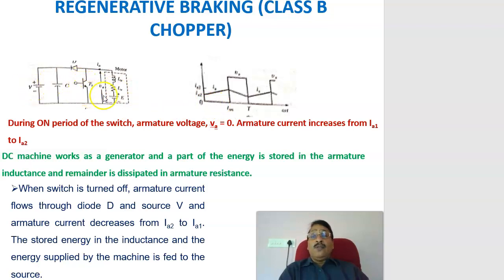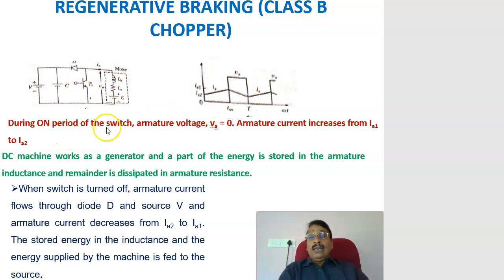When the transistor is off, the energy stored forward biases this diode and drives a current in this direction, so the current flows from the motor into the source. That is what we call regenerative braking. During the off period, the armature is connected to the source, so VA is equal to V. Therefore, in the class B chopper, during the on period the voltage is equal to 0, and during the off period the voltage is equal to the DC input voltage V.